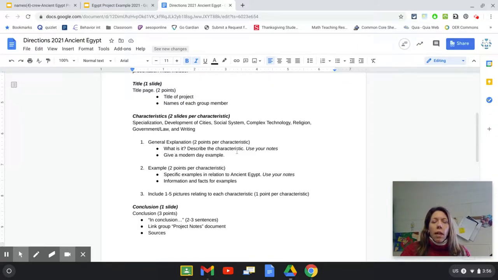Also, you need to give a modern day example. That will help your grandma understand what is specialization when you give her some examples. Then, of course, we need to relate it to actually ancient Egypt. So please make sure that you give some examples for ancient Egypt and then explain that a bit as well. Those are your 2 slide descriptions per characteristic.